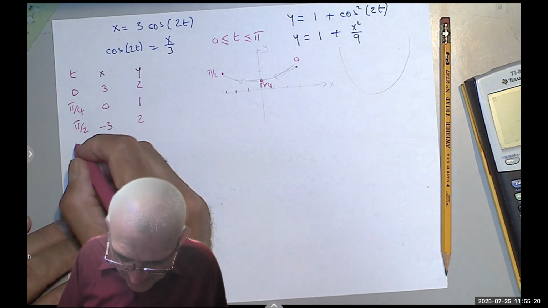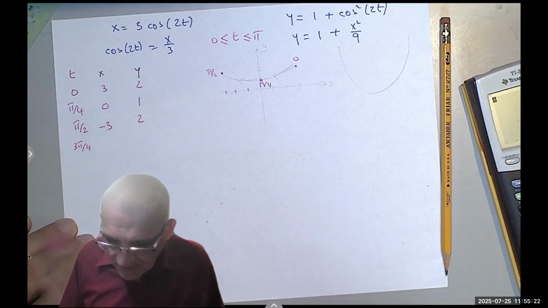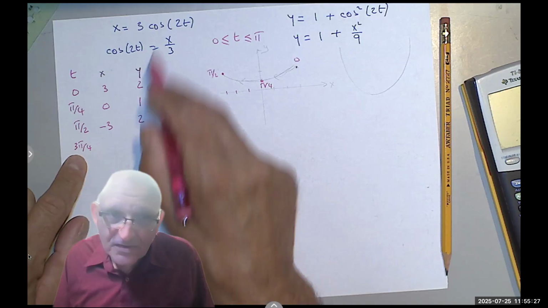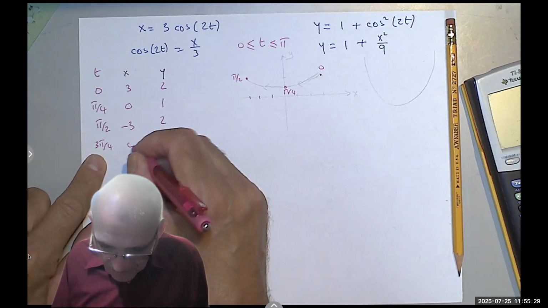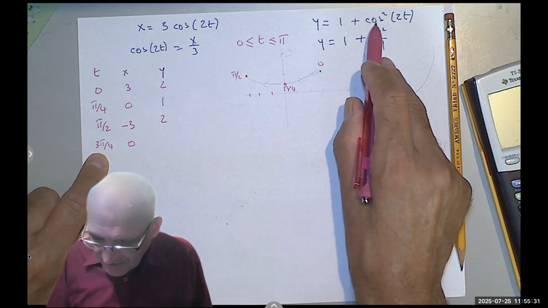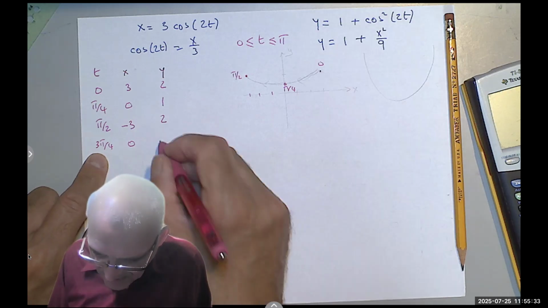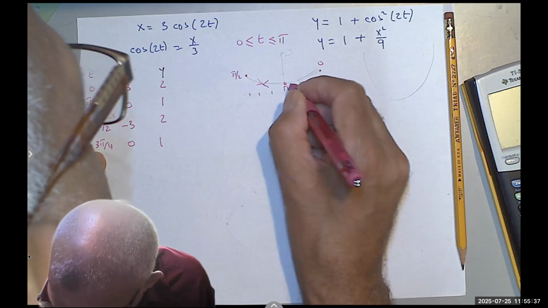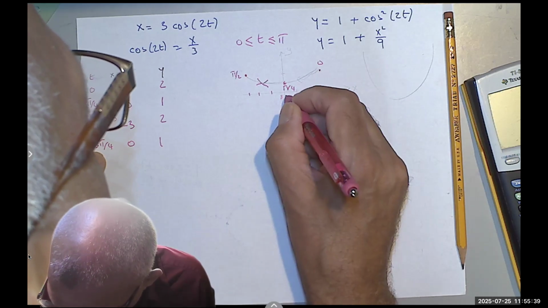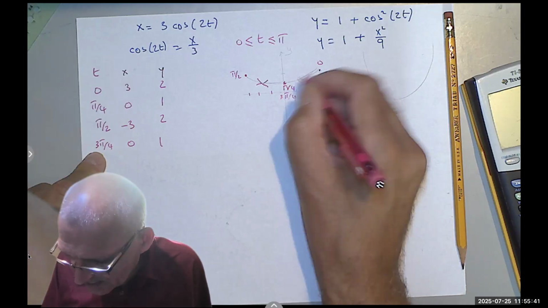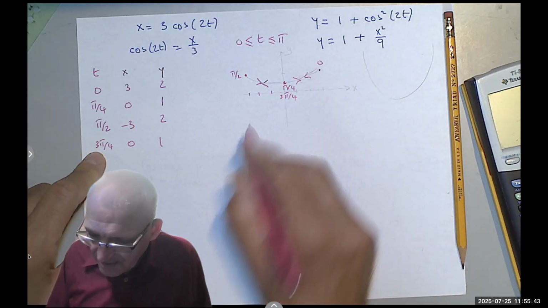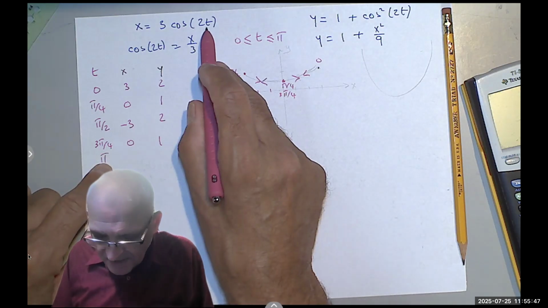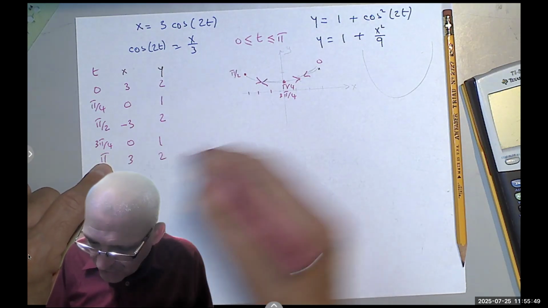Let's see what happens at 3 pi over 4. When I multiply it by 2, I get 3 pi over 2. Cosine 3 pi over 2 is 0. And cosine is 0 plus 1, 0 and 1. So I return back to this point at 3 pi over 4. And sure enough, I will end up here at pi, because cosine 2 pi is 1, so I get back to 3 and 2.